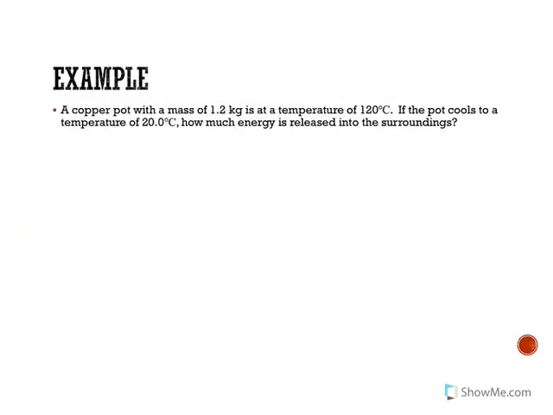Our next example, a copper pot with a mass of 1.2 kilograms is at a temperature of 120 degrees Celsius. If the pot cools to a temperature of 20 degrees Celsius, how much energy is released into the surroundings? So, let's start by writing out our variables and defining them.